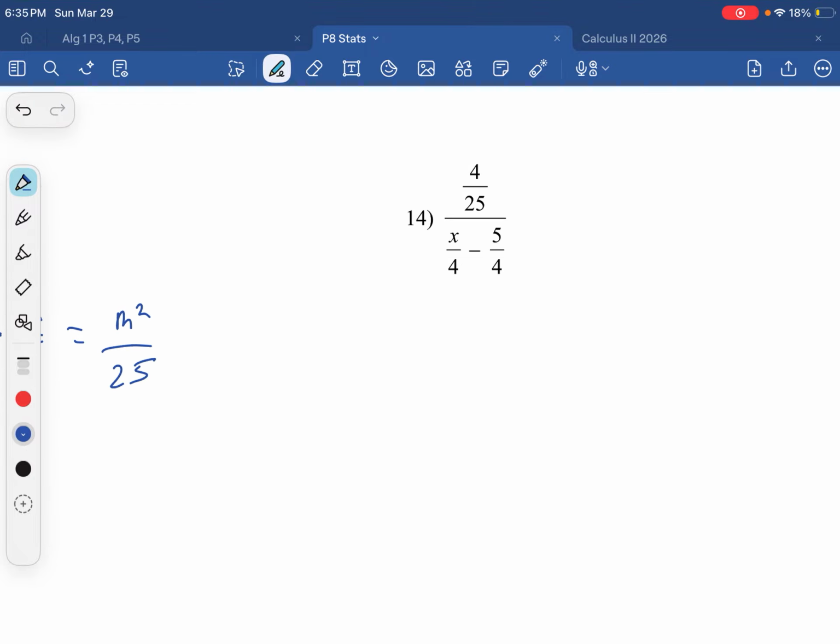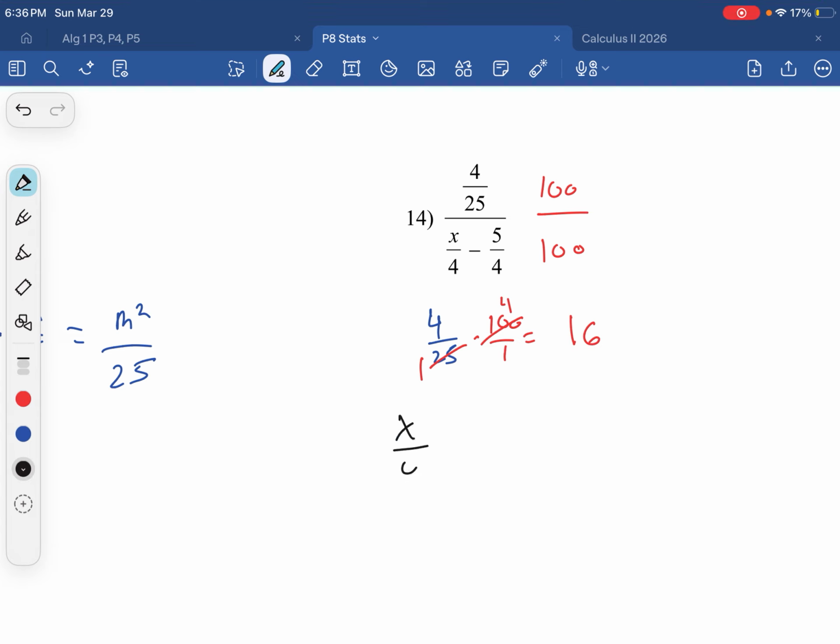In number 14, we have 4 over 25 divided by x over 4 minus 5 over 4. What I'm going to do is multiply both sides by the least common denominator. In this case, it would be 100. And then multiply this by 100. So 4 over 25 times 100 over 1. This is going to be 1. This is going to be 4. I get 16.